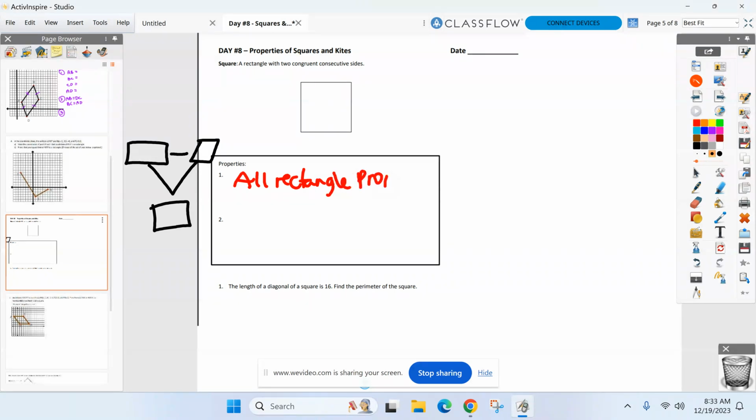Square has all rectangle properties. And then the second one's going to be all rhombus properties. Why don't I have a number 3 up there that says all parallelogram properties? Because that's true. Why don't I need that? Yep, so rectangle and rhombus already have them. The parallelogram properties are already in there. Okay, so that's what a square is. It's got every single property.